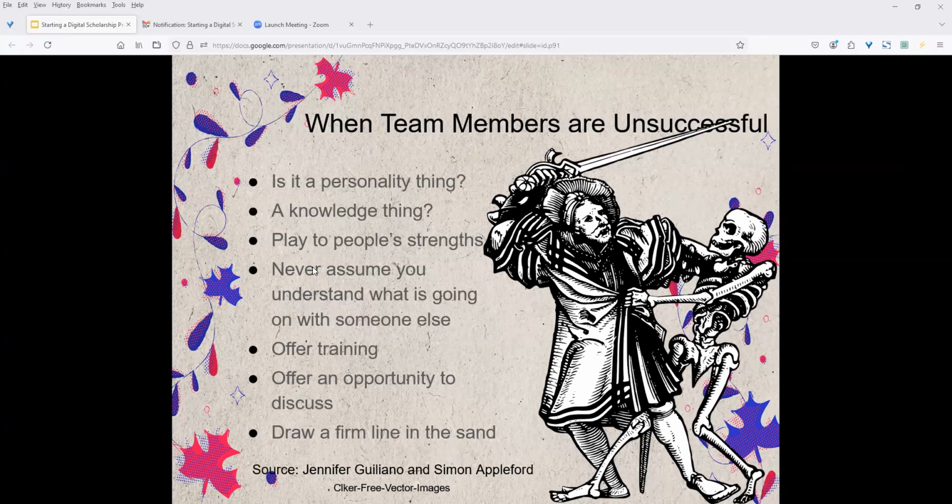So what happens when team members are unsuccessful? So you have all these questions, is it a personality thing? Is it a knowledge thing? Is it a play to people's strengths, or are they not being used as effectively as they should be? Never assume you understand what is going on with someone else. It's always good to talk with them.